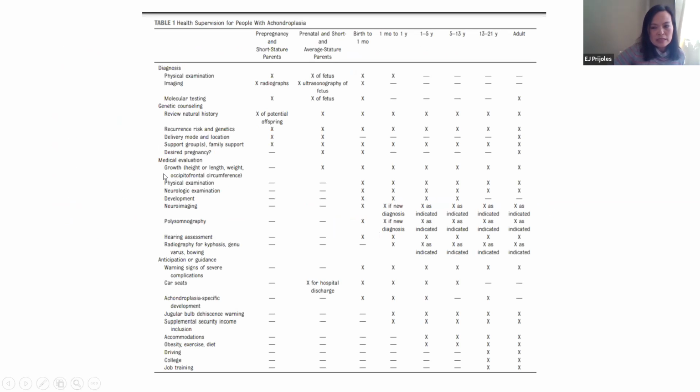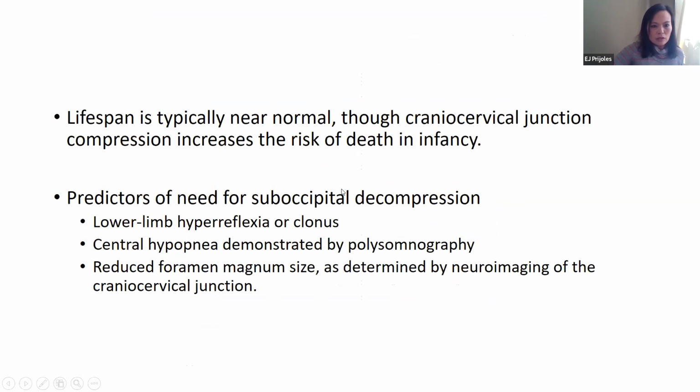And what's nice about some of these guidelines is that they have some nice suggestions about things to look at at different periods, whether that be prenatally or birth to 1 month, early on in toddlerhood and childhood and adulthood. So you can see some of these things here. And then just a reminder, like we said, lifespan is typically near normal for individuals with achondroplasia.